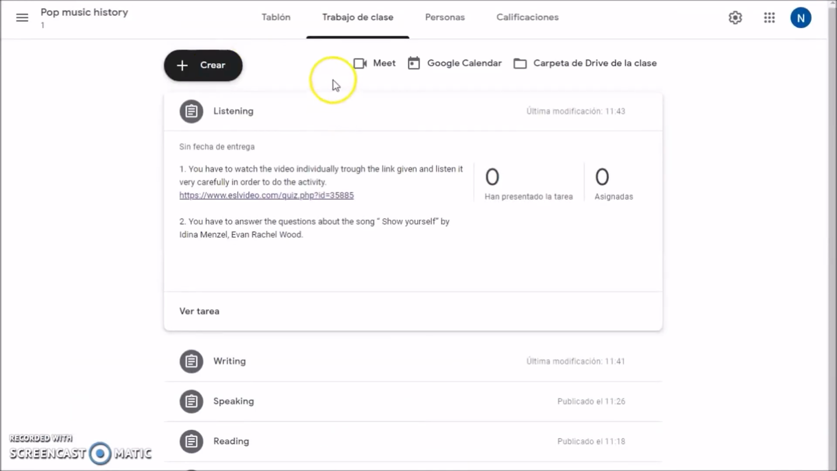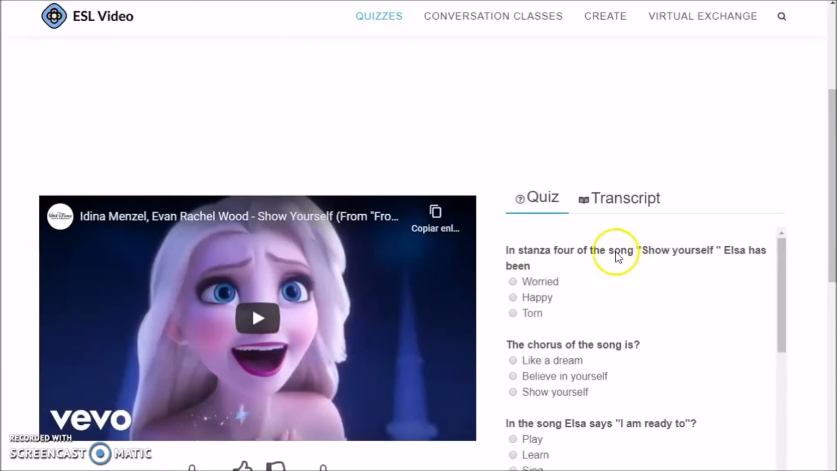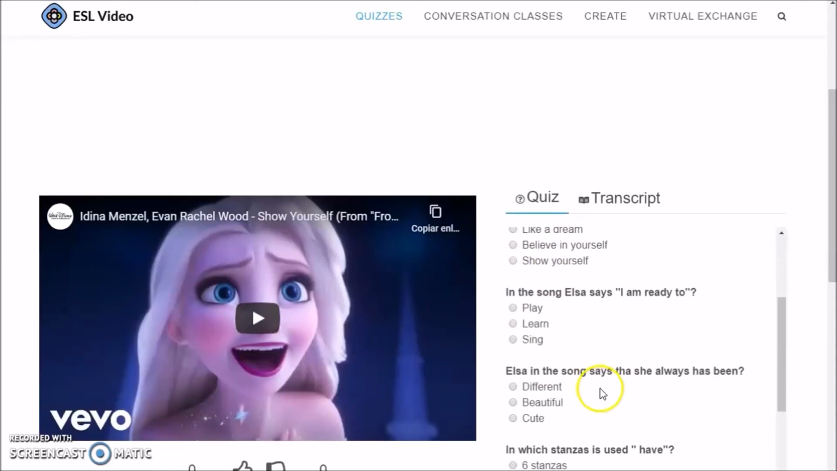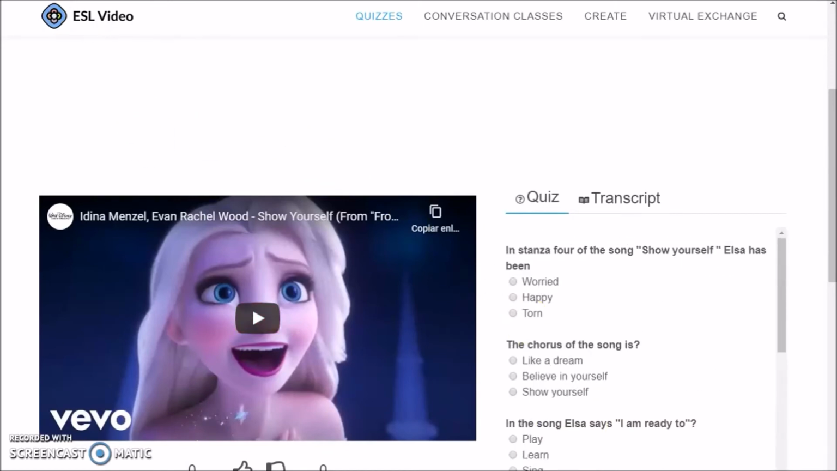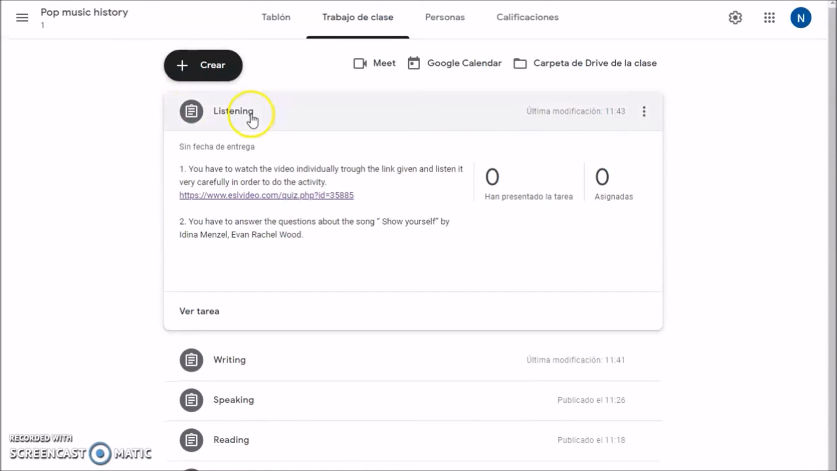The second instruction is that students have to answer the questions about the song, Show Yourself by Idina Menzel and Evan Rachel Wood. There are those questions. Sorry.